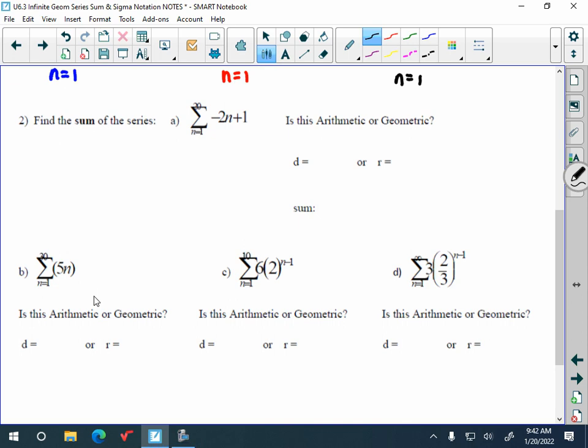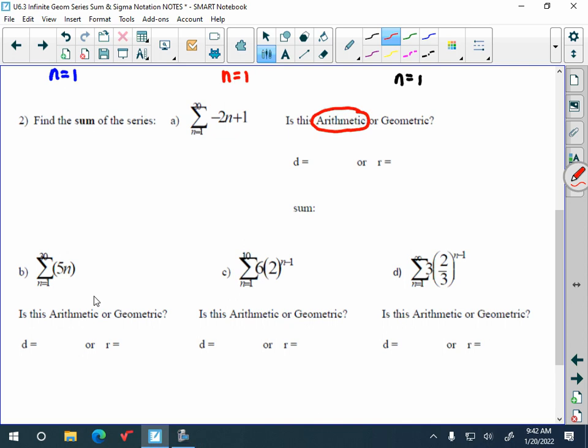All right, so for number 2a, we're going to look at the rule off to the side and find out, is this arithmetic or is it geometric? It's arithmetic. We know it can't be geometric because it doesn't have the n minus 1 exponent. That's what gives it away. It's got to have an n minus 1 exponent. And we know it's arithmetic because it's in the form of y equals mx plus b. So there's a d value and not an r value.